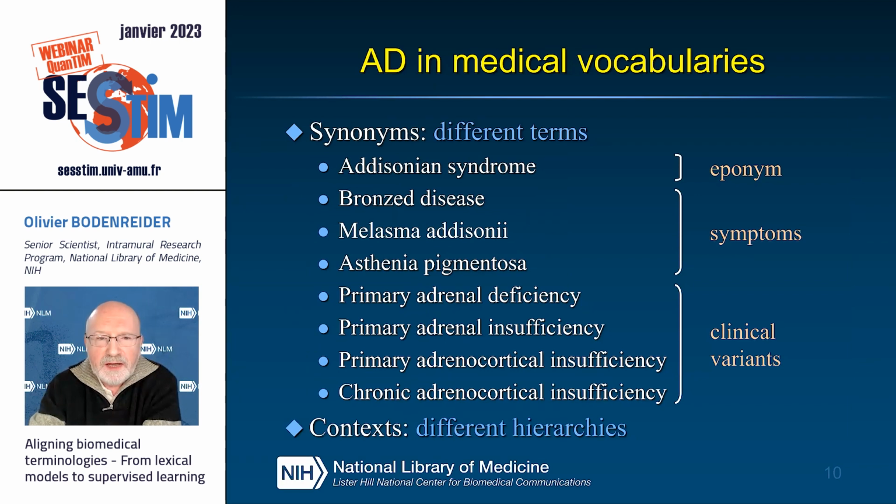So these are some of these names: Addison syndrome, Brown's disease, melasma addisoni, asthenia pigmentosa, which refer to some of the symptoms of Addison's disease, the coloration of the skin, the fatigue that goes with the disease, and also other names such as primary adrenal deficiency, primary adrenal insufficiency, primary adrenocortical insufficiency, and chronic adrenocortical insufficiency, which in this case highlight some of the features of the disease in contrast to other forms of adrenal insufficiencies.